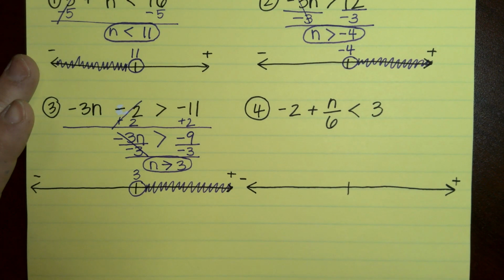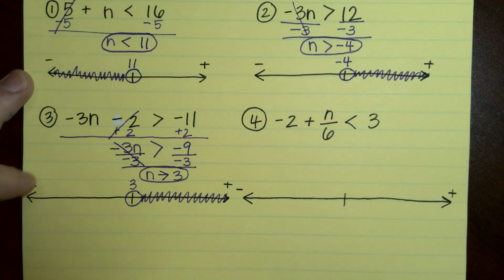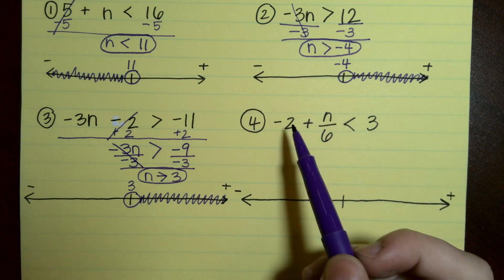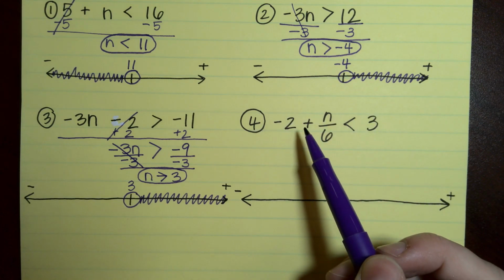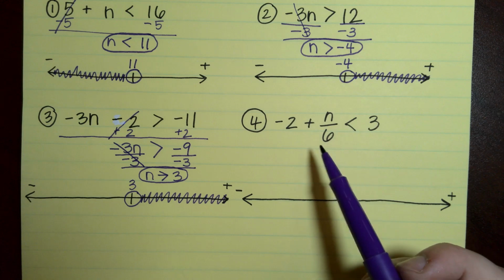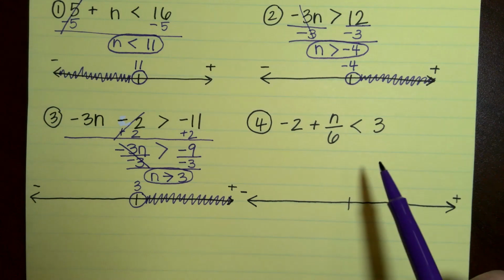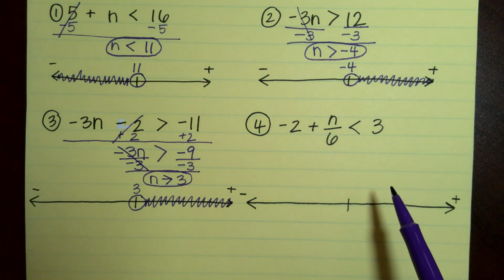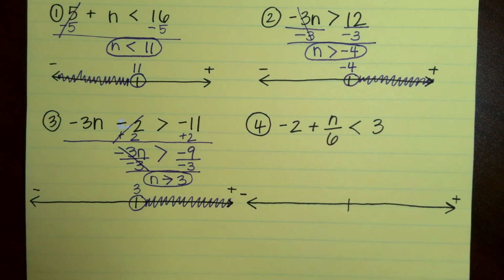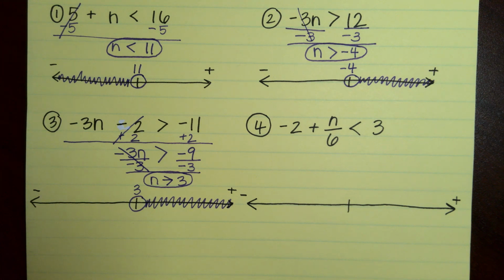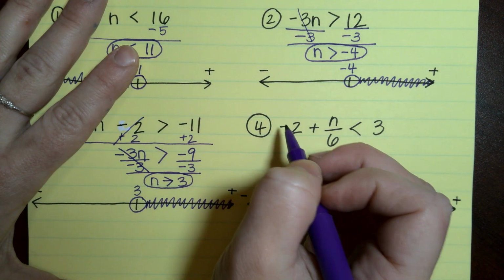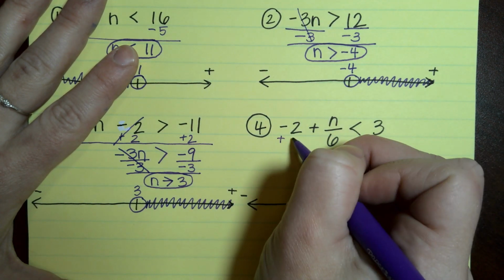There you go. Okay, number 4. Or before we do that, does anybody have questions about 3? Okay, great. Number 4, we've got -2 plus n divided by 6 is less than 3. This one is tricky because I threw a fraction in there and a plus a negative. Those are both kind of complicated. You add 2 on both sides. Yes, to get rid of a negative number, we add. So we are going to add 2 to both sides.